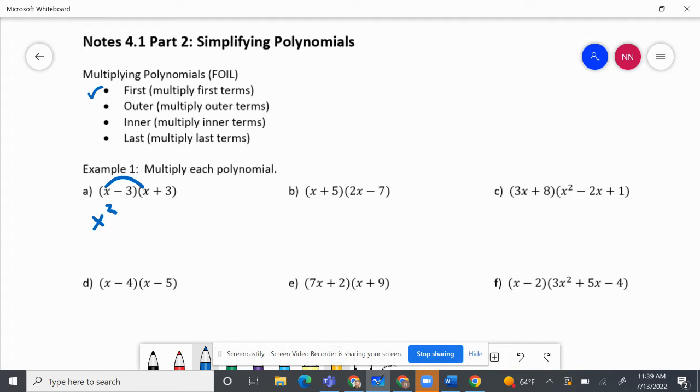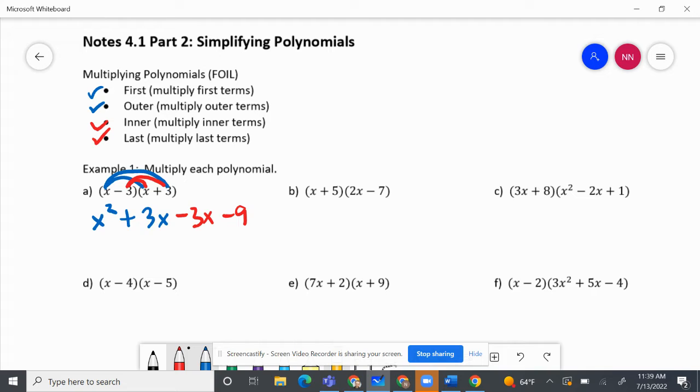Then what we do is we multiply the outside terms. So the outside terms would be the x and the 3. And when we multiply them, we get 3x. Then we're going to multiply the inner terms. So negative 3 times x, which would be negative 3x. And then we multiply the last terms. So negative 3 times 3, which is negative 9.